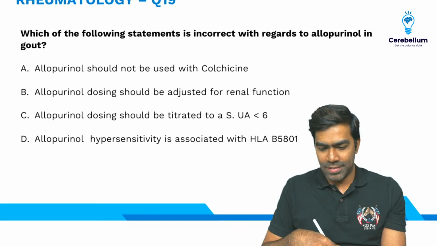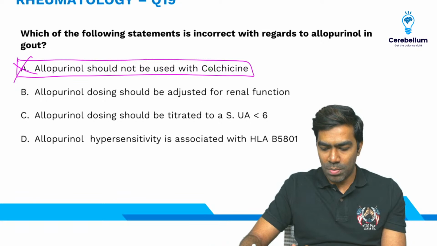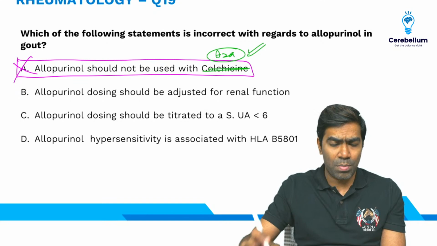The right answer for this is option A. Allopurinol should not be used with colchicine. That's wrong. See, allopurinol should not be used with azathioprine. That's correct. Okay, that's a correct statement. But allopurinol can be used with colchicine. No problem at all. This is a very, very important point, in fact.